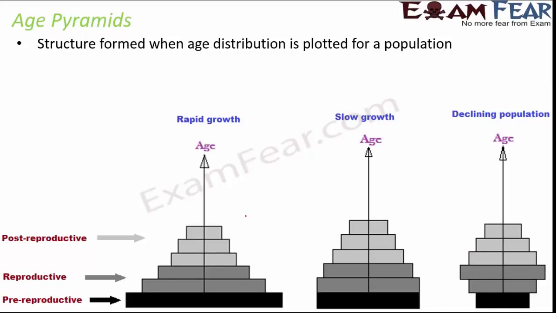Age pyramids. This is very important. In every population, if we draw a structure based on the age distribution in that population, because every population will have young people, old people, very old people, infants, so you will have people of various age groups. The structure that is formed when age distribution is plotted for a population is called an age pyramid.